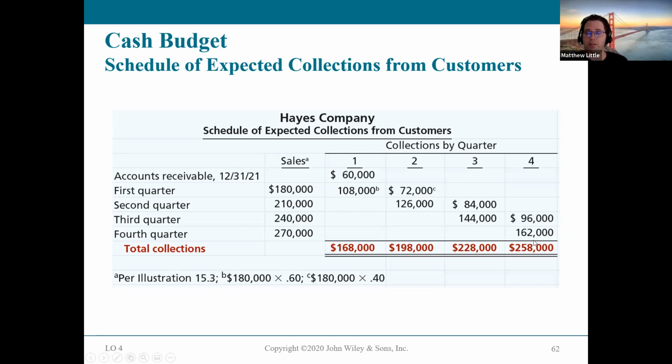So we've set up our little cash collection table. Just because we have sales of 180 in first quarter, we're only expecting cash in of 168. You can see the numbers are slightly varied. Very necessary to know.